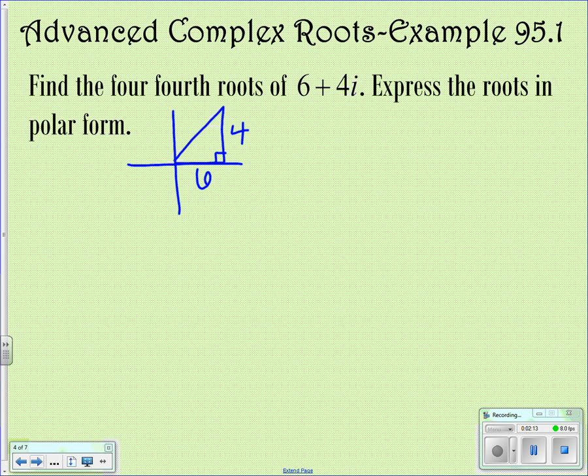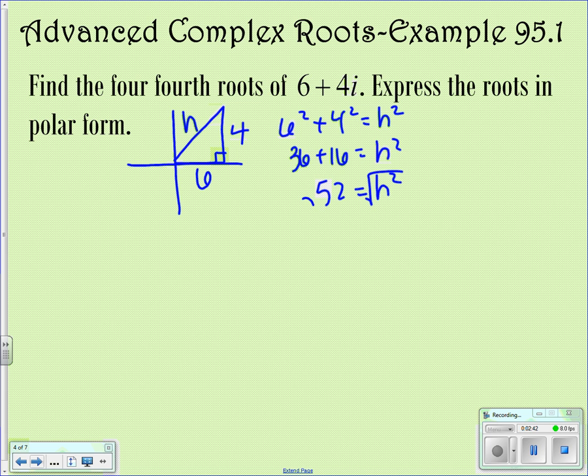And so if you graph it on the complex plane, you have that triangle, 6 plus 4i. It's in the first quadrant. So your hypotenuse is going to be 6 squared plus 4 squared. So 36 plus 16 is the 52. And so if you take the square root of 52, you're going to have 2 square roots of 13. So that's your hypotenuse.